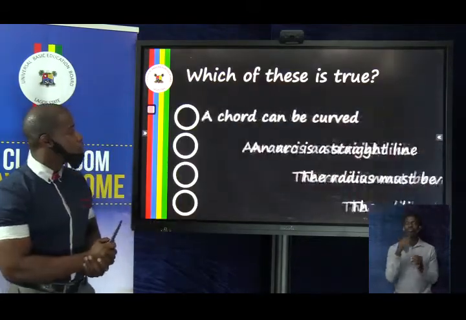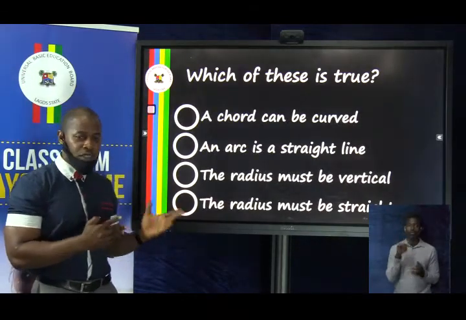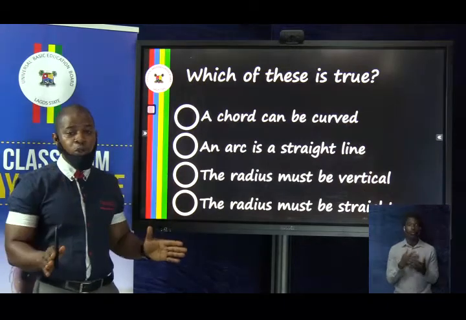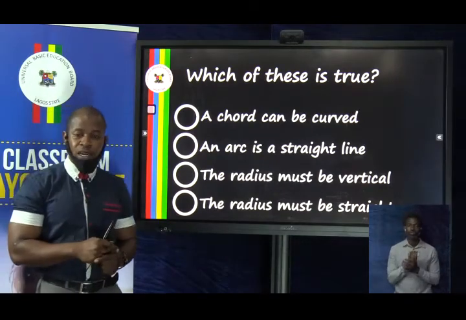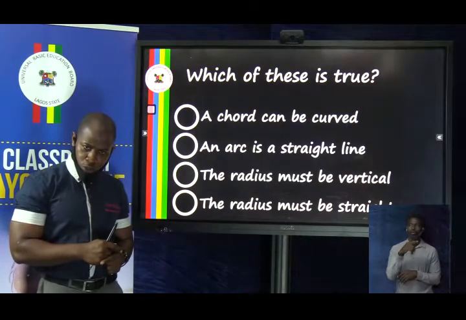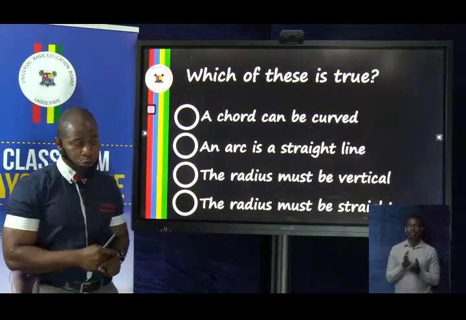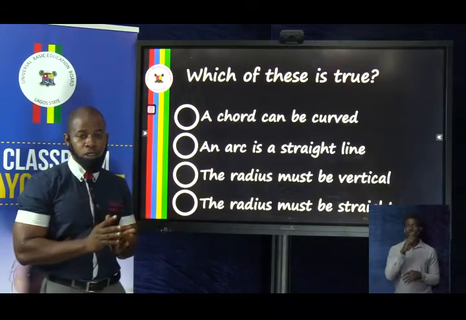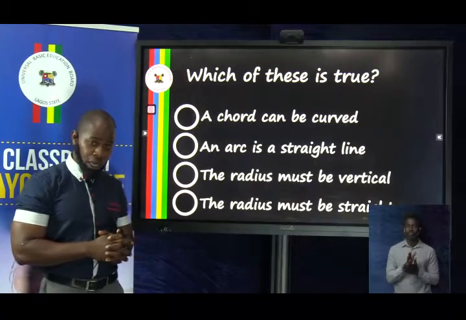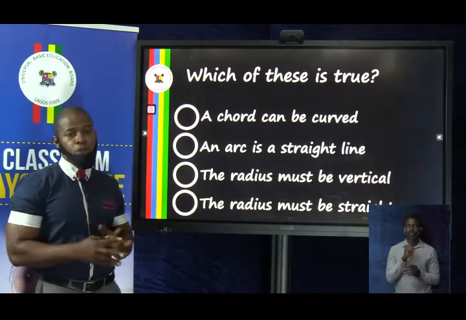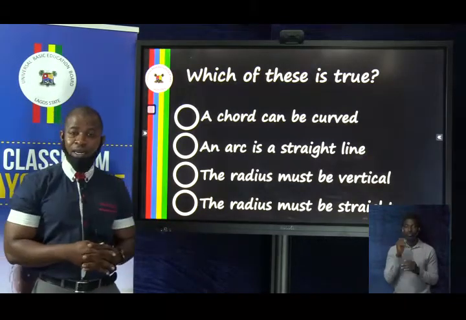Now moving on. Which of these is true? And remember that when you have a question of this nature, it means that all the options are false. Only one of them is true. So a chord can be curved. Is that true? An arc is a straight line. Is that true? The radius must be vertical. Is that true? The radius must be straight. Is that true? Which one is true? Or are they all false? Study critically. You should have your answer by now.